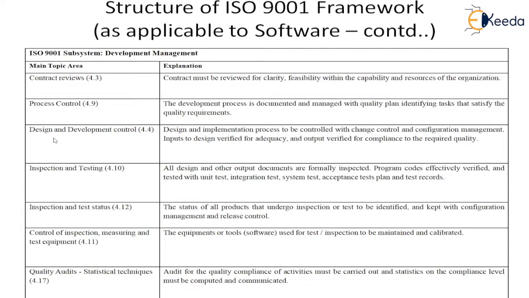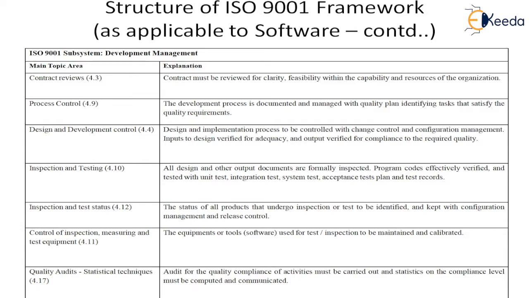Then design and development control. So design and implementation, that is the construction process or the program coding process, has to be controlled. And not only that it has to be controlled, it has to be versioned, and it has to go under the configuration management procedure.